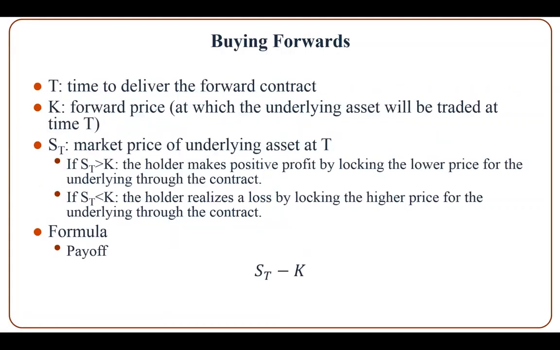We denote T, the time to deliver the forward contract, K, the forward price, ST, the market price of the underlying asset at time T. If the market price of the underlying asset at time T is greater than the forward price, the holder makes a positive profit by locking in a lower price for the underlying through the contract. If the market price is less than the forward price, the holder realizes a loss by locking in the higher price for the underlying through the contract.